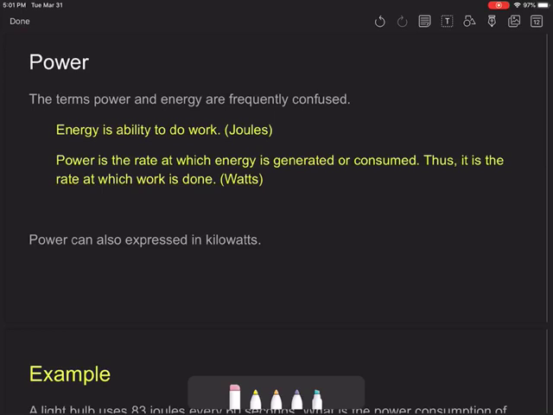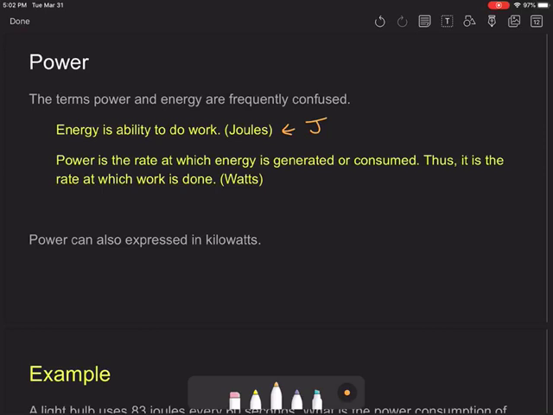So if we're thinking electrical energy, what is that electrical energy capable of? It can change into light energy. It could be changed into heat energy, sound energy. But energy itself is just the ability to do some sort of work. And it's measured in joules, which is our capital J here.